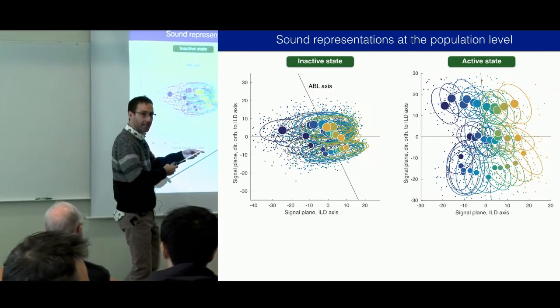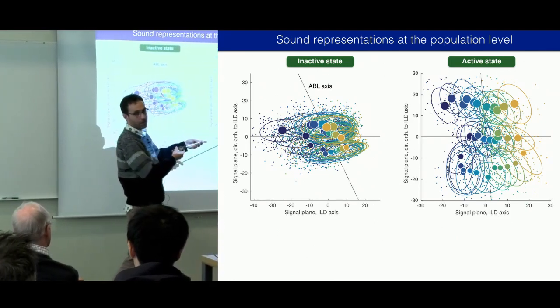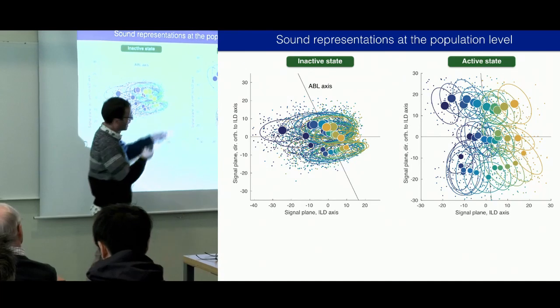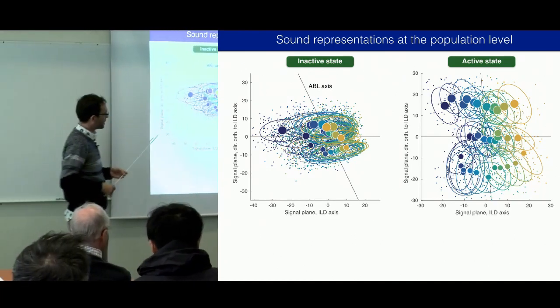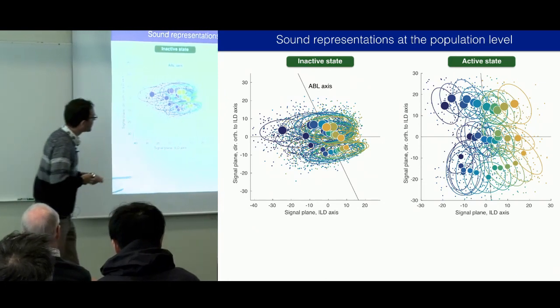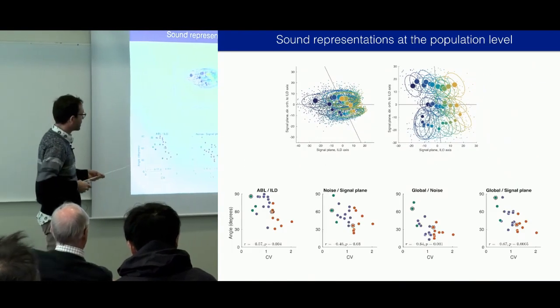Yeah, so maybe you're hinting that this organization would allow you to do level invariant decoding. Yes, it does, but that's not how the rats do it. But we look at it.